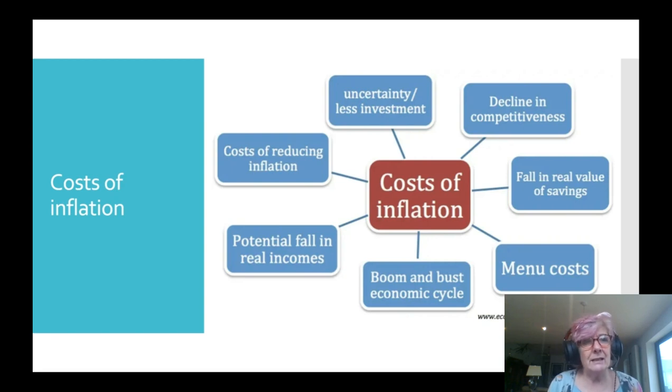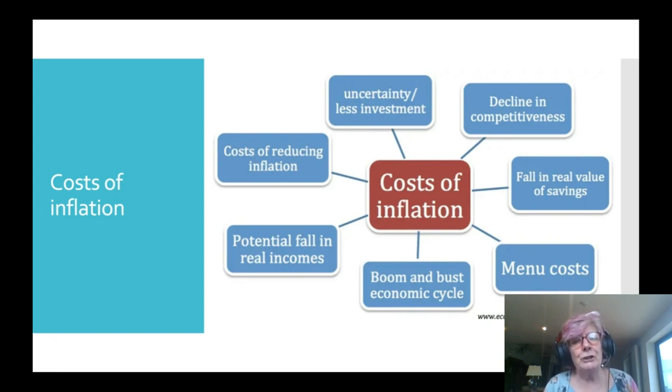and it's a problem for savers. If I've got a lot of money saved and inflation is going up and up and up, that means that the real value of my money is going down and down and down. There are menu costs, cost in repricing everything, cost in changing our website to reflect the new prices, all of those things. And there's a potential fall in real incomes as well. So if I earn £100 per day, if we get high inflation, that £100 per day buys me less and less and less. So the real value of my money is going down.